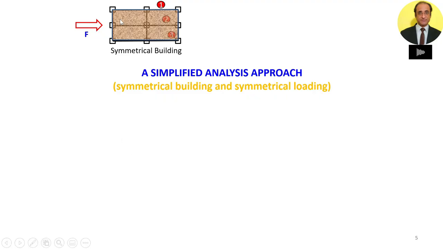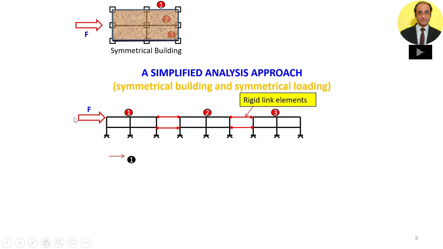So if the building is symmetrical and if the loading is also symmetrical, then we can do an equivalent plane frame analysis like this. So here the 3 frames have been repositioned in series and they are just connected by rigid links. So this enforces the compatibility condition that all the frames undergo the same amount of displacement, provided frames 1 and 3 are identical. So the structure has a uniform translation without any rotation.